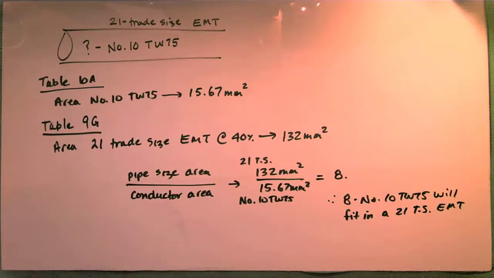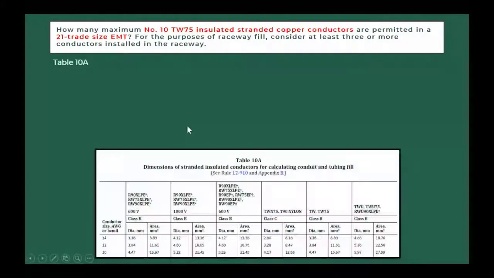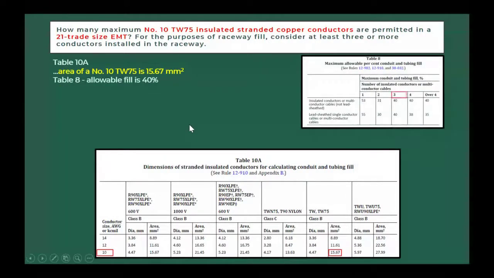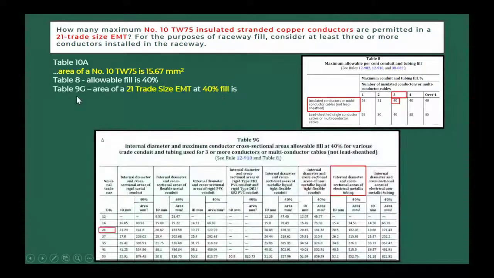Let's go back here. So first thing I'm going to do is 10A. That's the first thing I did anyway. You can do it multiple ways. 1567. 40% fill. Remember, because I'm assuming that we're going to have at least 3. I had to put that in there. Then I go to 9G at the 40% fill for a 21 trade size is 132.03.